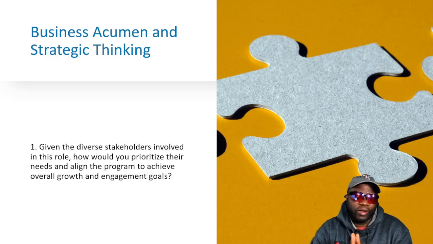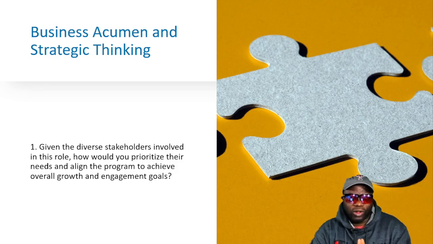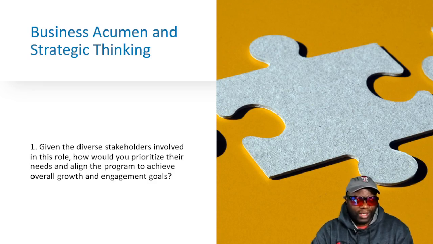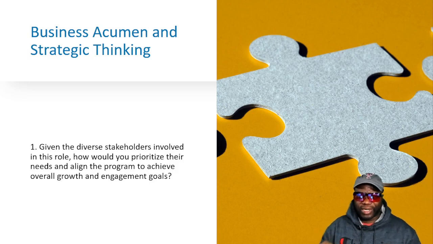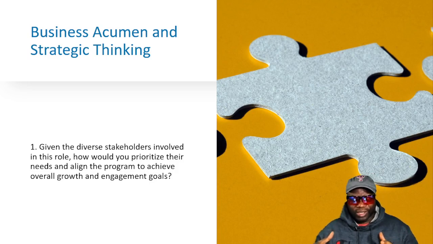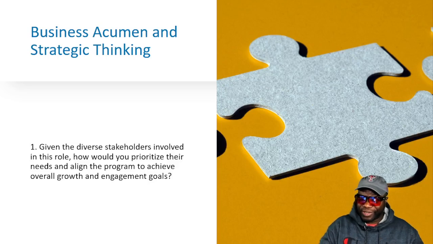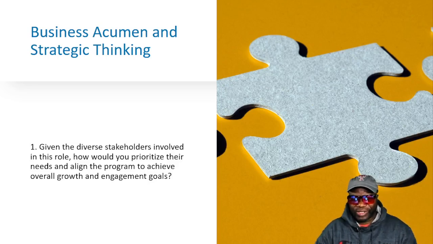This is from the area of business acumen and strategic thinking. Given the diverse stakeholders involved in this role, how would you prioritize their needs and align the program to achieve overall growth and engagement goals? Please hit the pause button for more time, give it some thought, craft an answer first before listening to what I have to say in a few seconds.